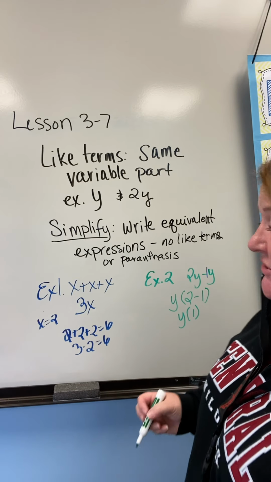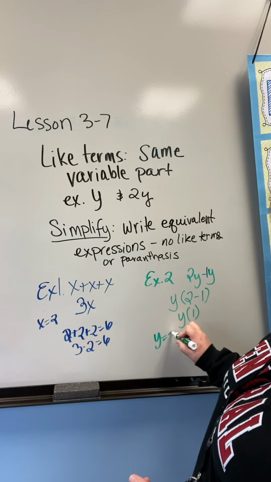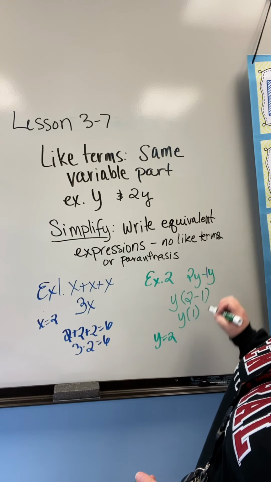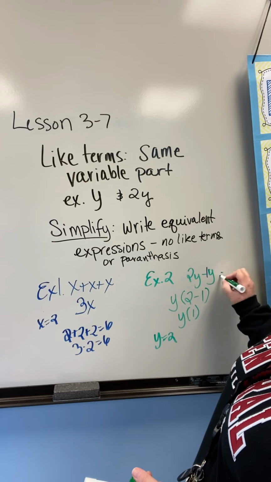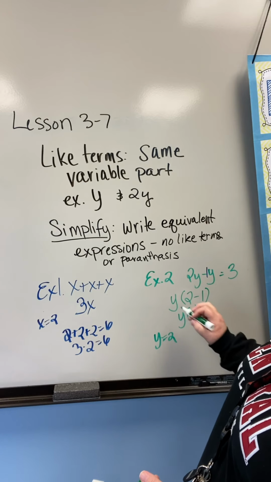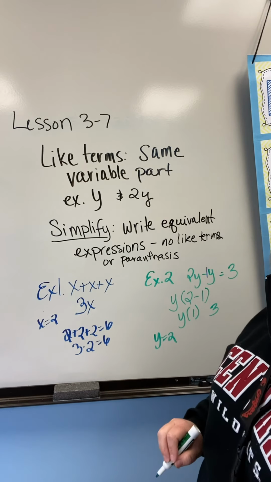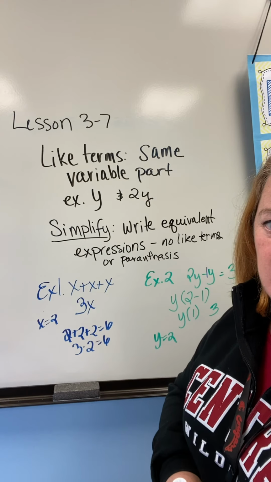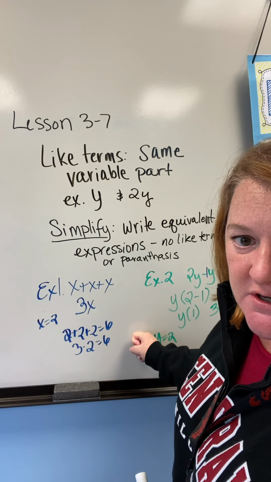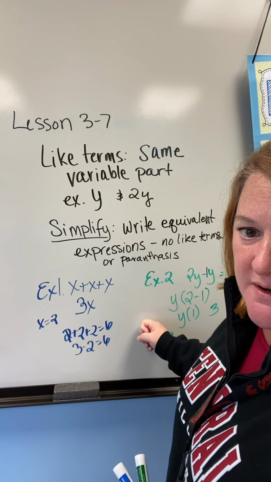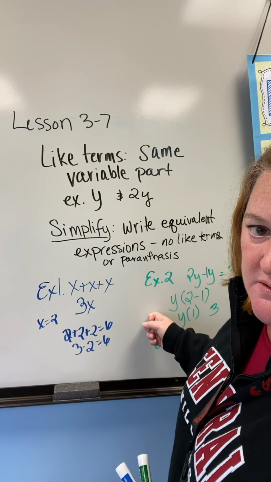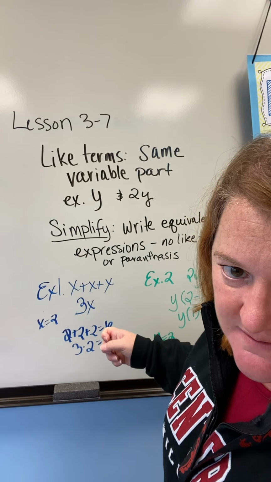Again, I could check it with a 2. So y equals 2. 2 times 2 is 4, minus 2 would be 2. Or I could say 2 minus 1 is 1, and 1 times 2 is also 2. So no matter what I do, I'm able to have an equivalent expression. If you're not sure, you can always choose a variable and put it in and substitute it just like we have been, to double check your work. Precision, my friends, precision.